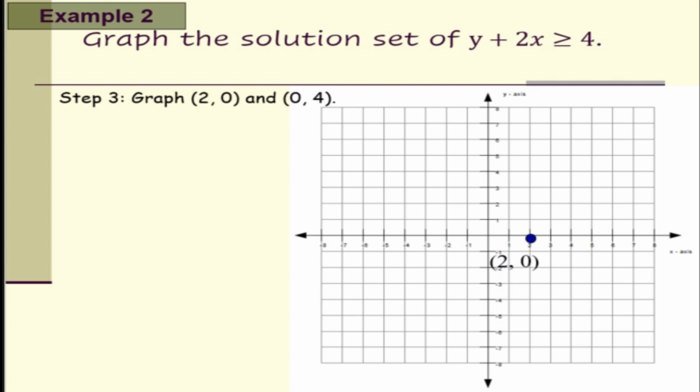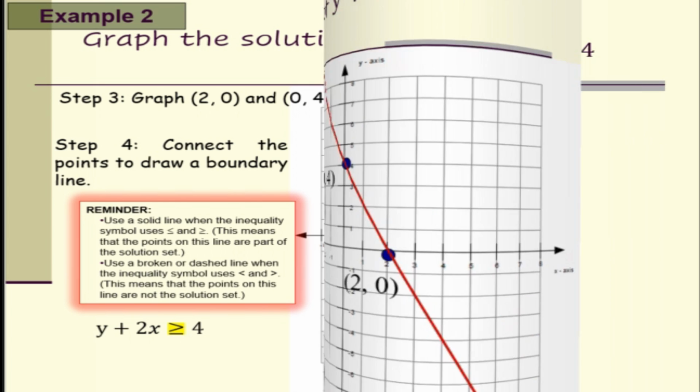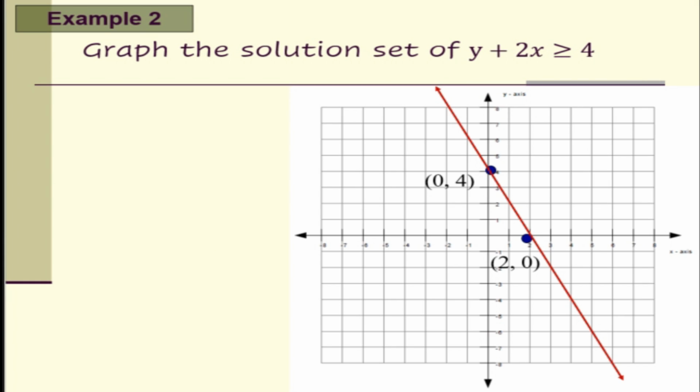And then connect the points to draw a boundary line. For this, the inequality symbol is greater than or equal to. Since our inequality symbol is greater than or equal to, connect the two points using a solid line. This will be our boundary line. And for step 5, to know the shaded region, or the solution set of y plus 2x is greater than or equal to 4, use a test point.